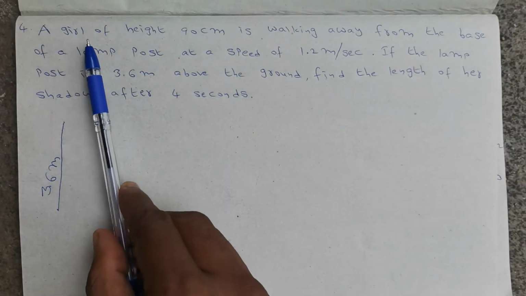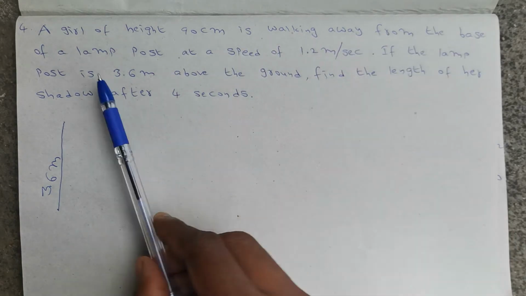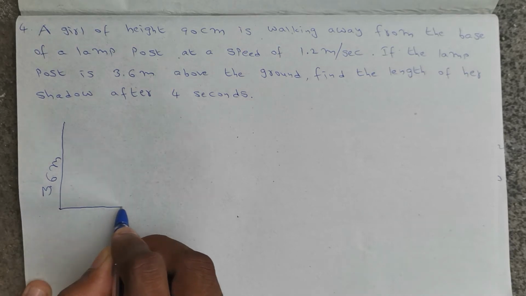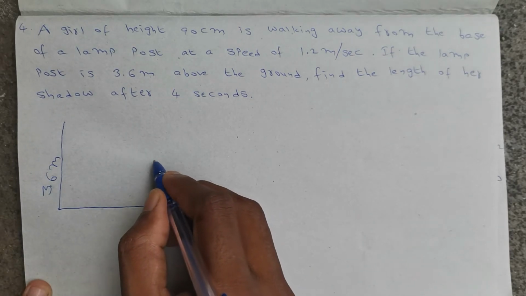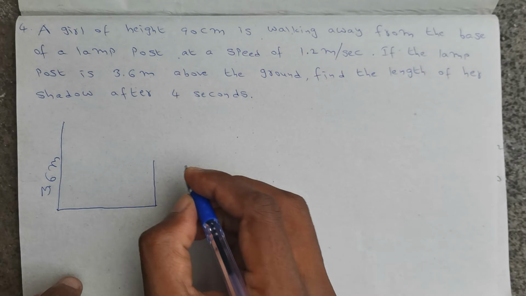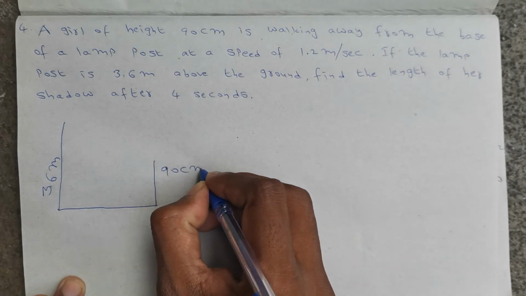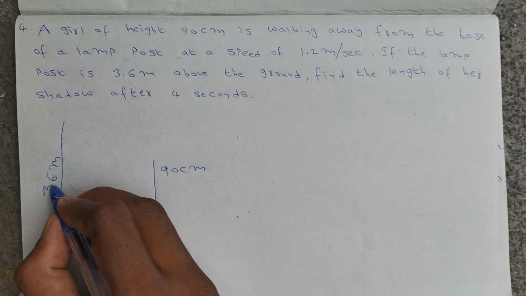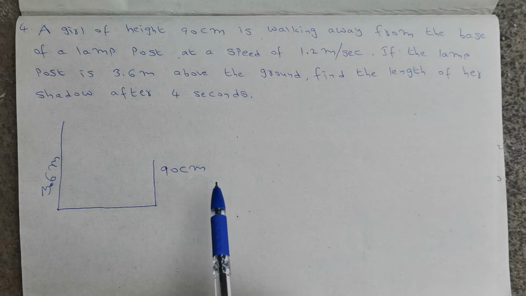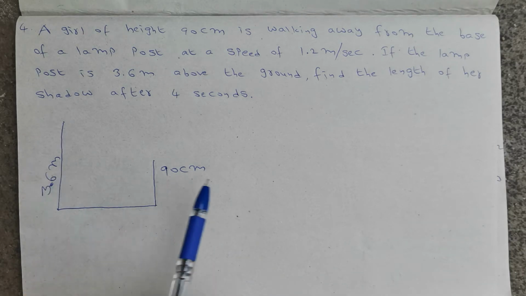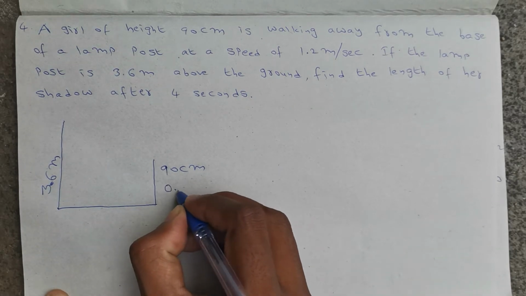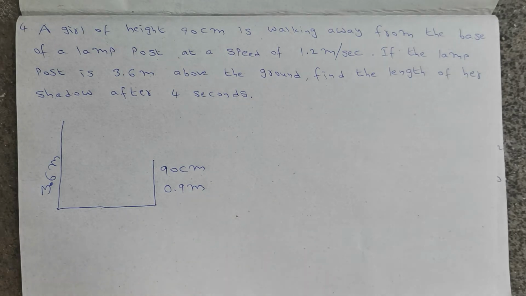Next, a girl is walking away from the base of the lamp post. So if this is the base of the lamp post, she is going somewhere like this, and now the girl is somewhere here. The girl's height is given as 90 centimeters. If we observe the measurements clearly, the lamp post height is 3.6 meters, whereas the girl's height is 90 centimeters. So both the units are different. This is meters, this is centimeters. I will convert the girl's height also to meters. 90 centimeters is nothing but 0.9 meters.